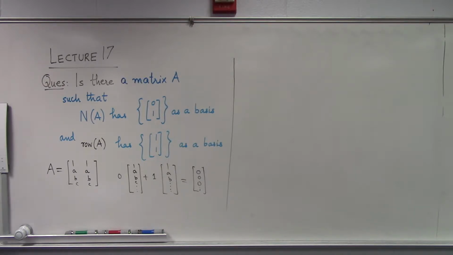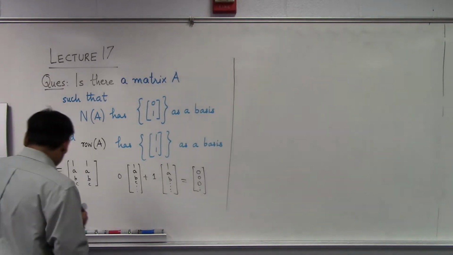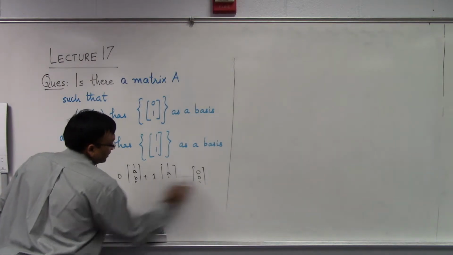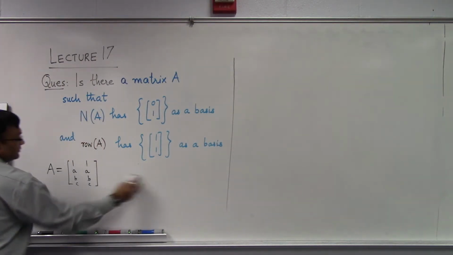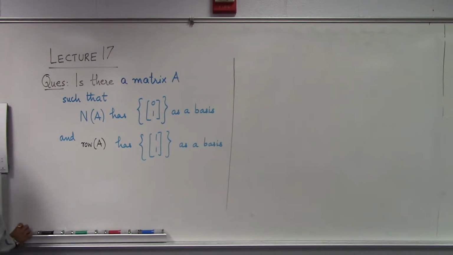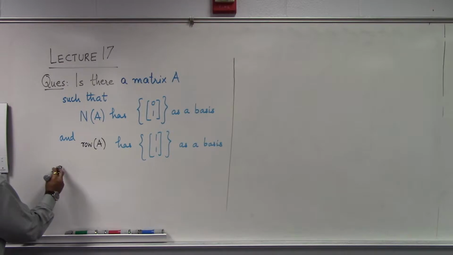Now, the question is, why did I bring this question here? I wanted to emphasize one thing, which is not very obvious unless you think about it, and then it becomes fairly obvious. What is the relationship between a null space and the row space of a matrix? Let's take a look in general.